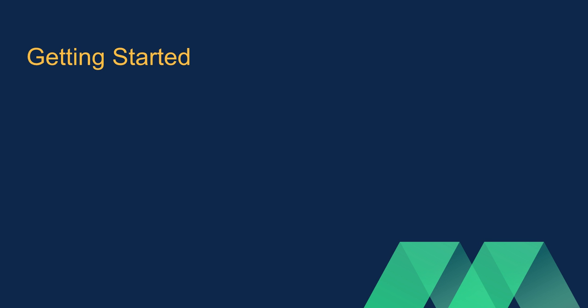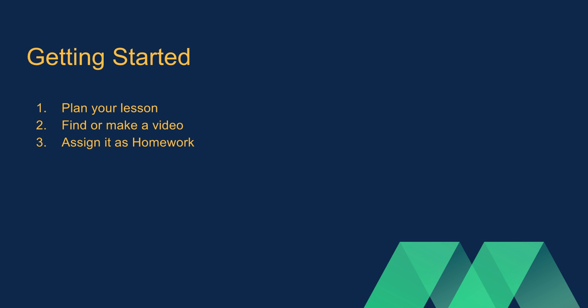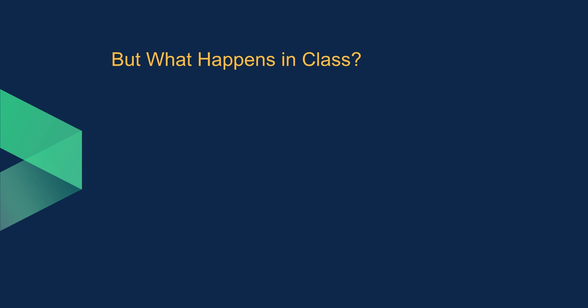If you're still interested in flipping your classroom, getting started is as easy as 1, 2, 3. First, you plan your lesson just like you normally would. Then, you find or make a video that teaches the concept you just planned out. And you assign it as homework. The kids go home, they watch the video, they take notes, and then you come back and get to change up what happens in class.